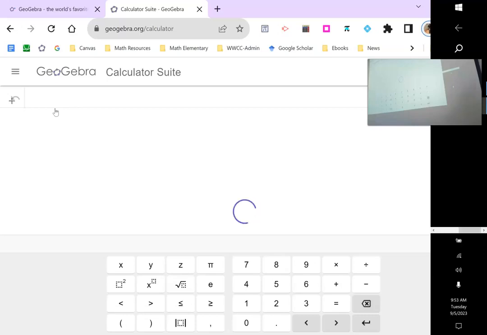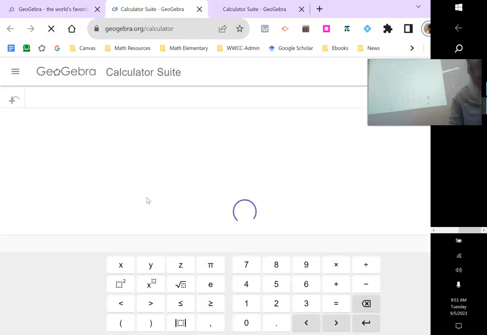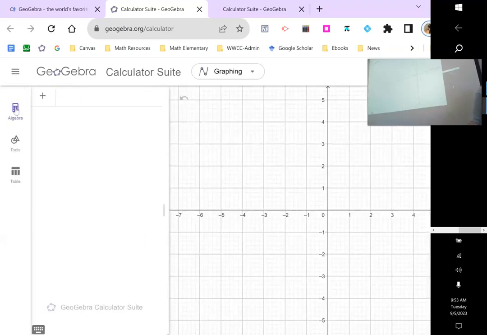Internet down already this week? I don't think I've ever seen GeoGebra go down. See if it runs faster on the main computer. Oh, they almost tied each other.